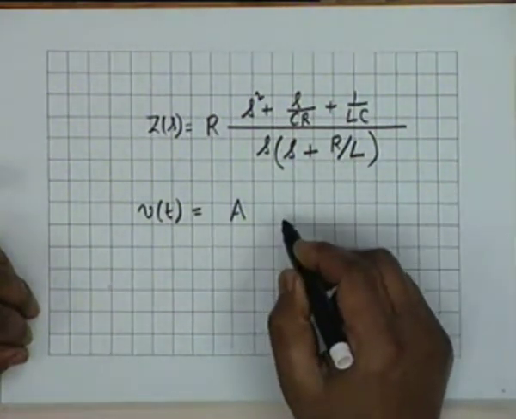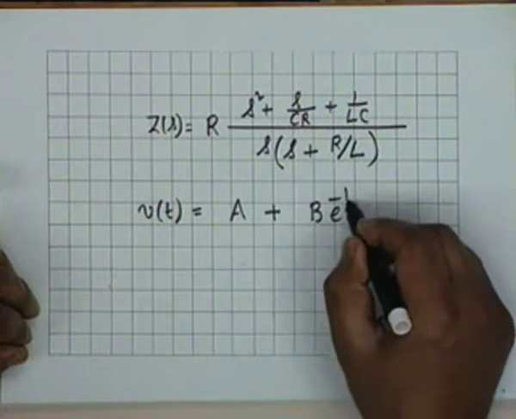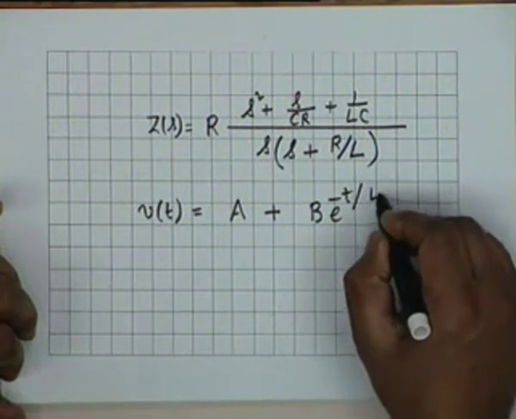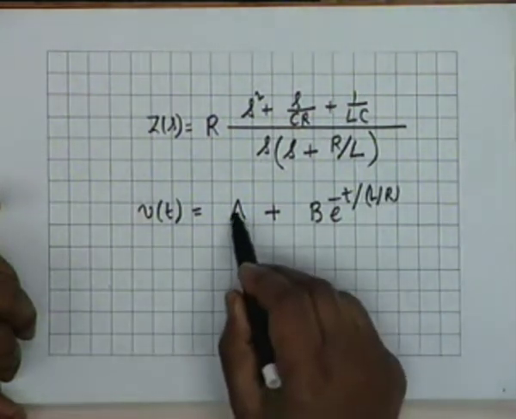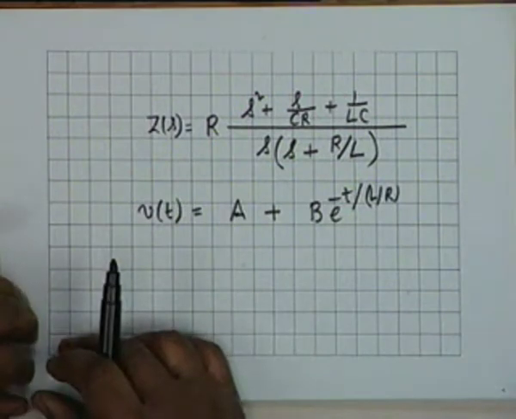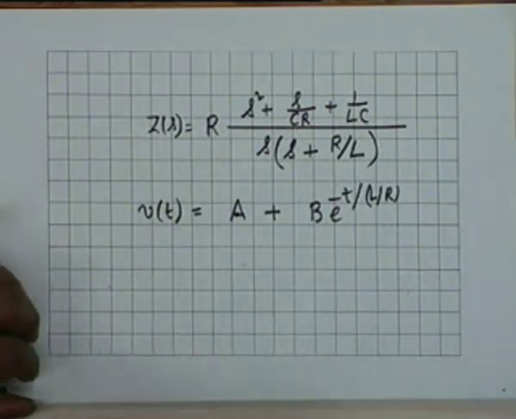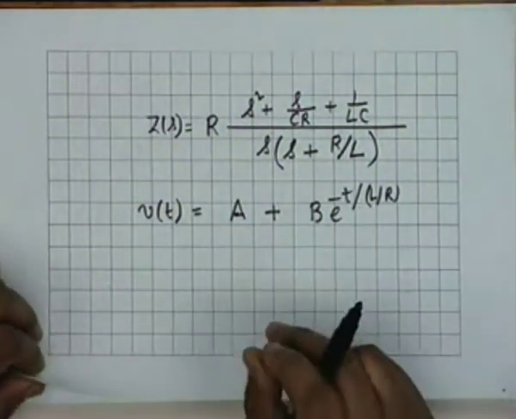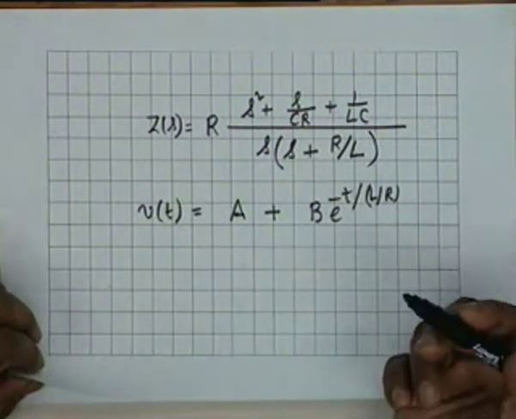So e to the power 0 times t is a constant 1. So v(t) = A plus B e to the power minus t by L by R, or minus Rt by L, where there are two arbitrary constants A and B. They have to be found from the initial conditions. The question of initial conditions has to be thought about a little, as we shall see in one particular example. I will leave the rest of the example, finding A and B from initial conditions, to you.